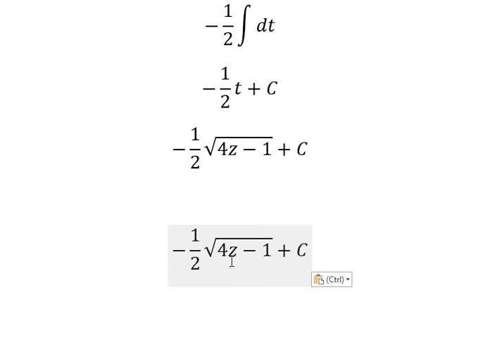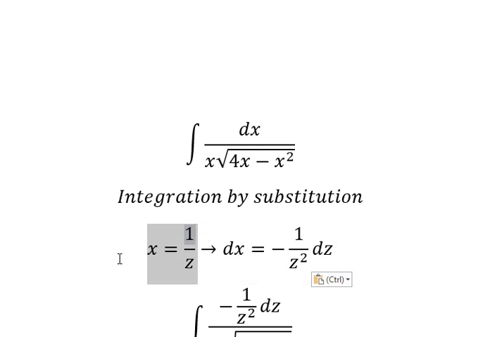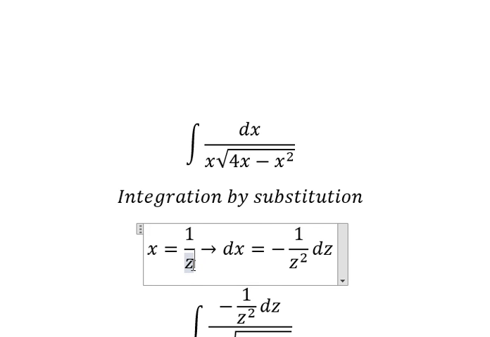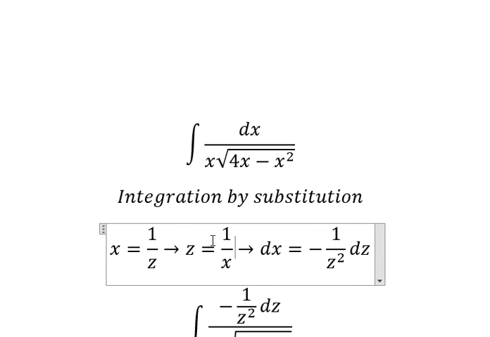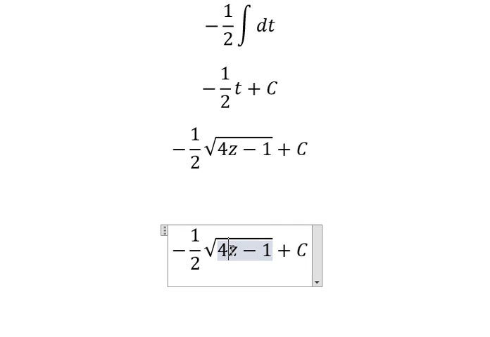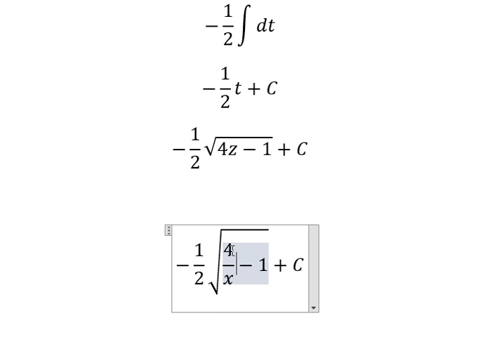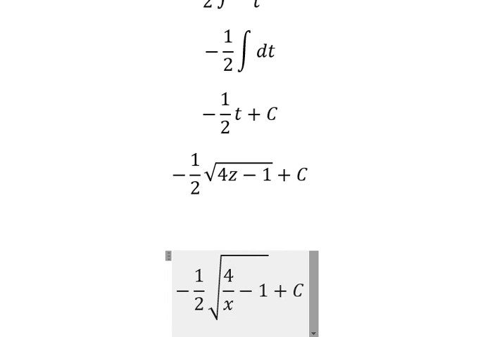About z, that is this one, so I will put z go to the left, and the other will go to the right. So we need to change z into 1 over x. And this is the final answer. This is the end.